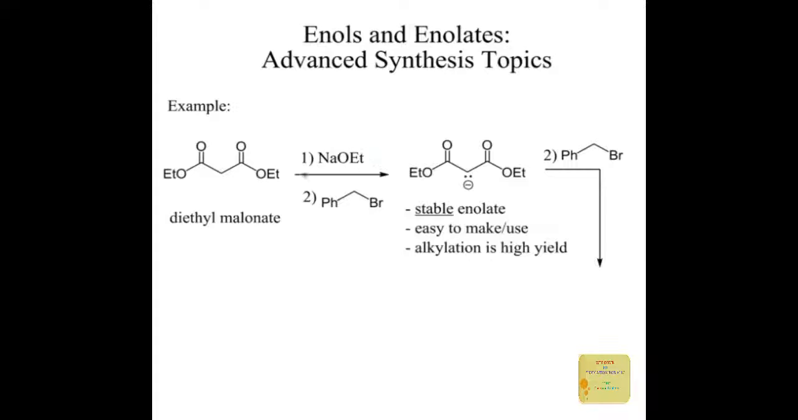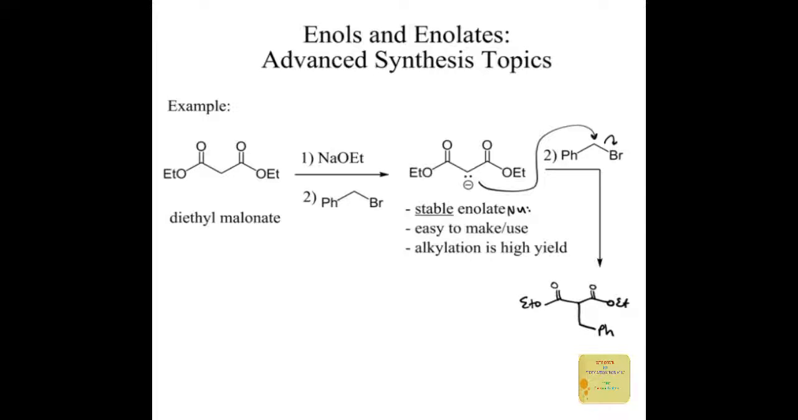We could use a weak base, a mild base like ethoxide to completely 100% deprotonate it, and that reaction goes well. This is very stable, and that means it's not only easy to make, it's also easy to use, and this alkylation reaction then is typically going to be pretty high yielding. So we know that our enolate is a nucleophile, so when we add in our alkyl halide electrophile, we can get an SN2. We can do our alkylation reaction here.